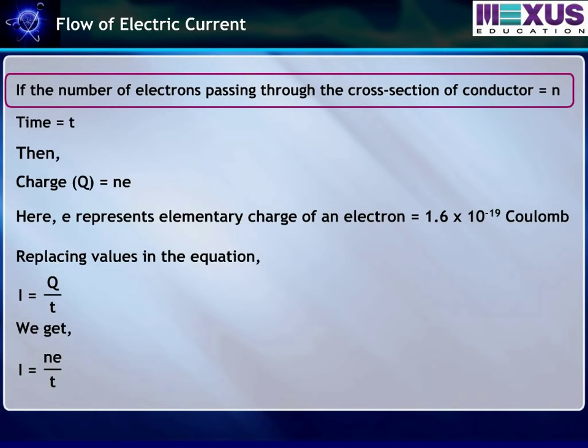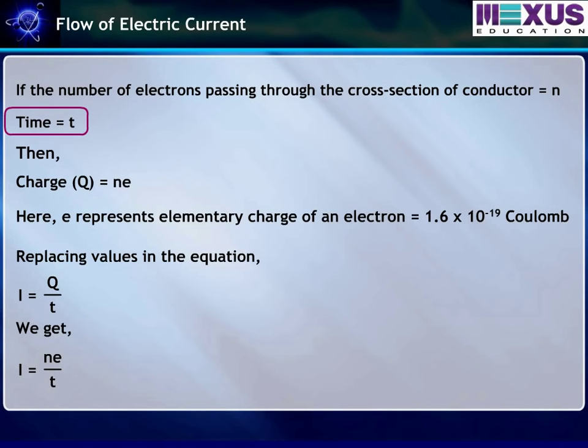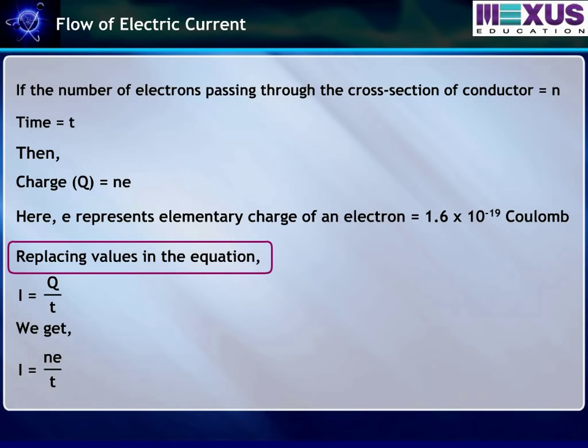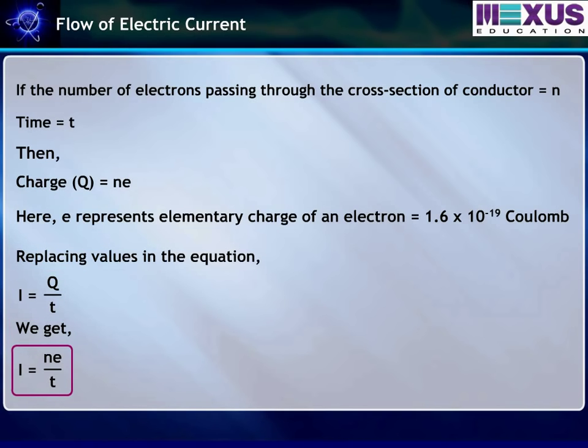If the number of electrons passing through the cross-section of a conductor in time t equals n, then the quantity of charge passing through the cross-section will be n multiplied by e. Replacing the values in the equation I = Q/t, we get I = ne/t.